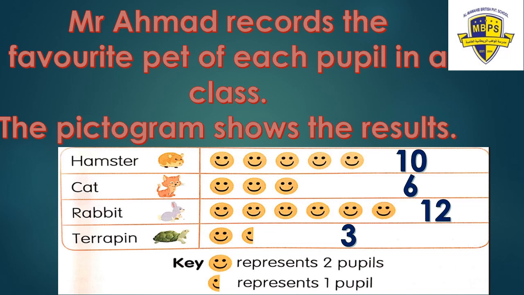Let's go to the next animal, terrapin. Now how many happy faces do we have here? Oops. Now if you look at this animal, we have one full happy face and one half happy face. So how are we going to count? We saw the key that one full happy face is equal to 2 and one half happy face is equal to 1. So 2 plus 1 is equal to 3. So 3 pupils like terrapin. Now we are going to solve this question on the next slide.